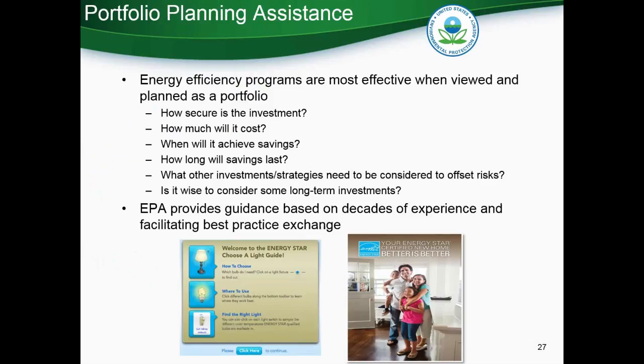So through the Energy Star program, EPA offers utilities and other efficiency program sponsors many tools and resources. But one service that we provide is helping them understand energy investments as a portfolio, and what the attributes are of the programs that they are investing in. And this also ties back to the EM&V question, which stands for evaluation, measurement, and verification.